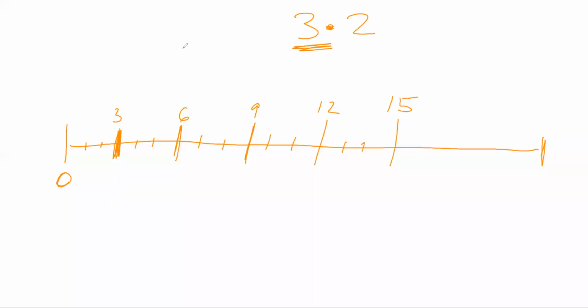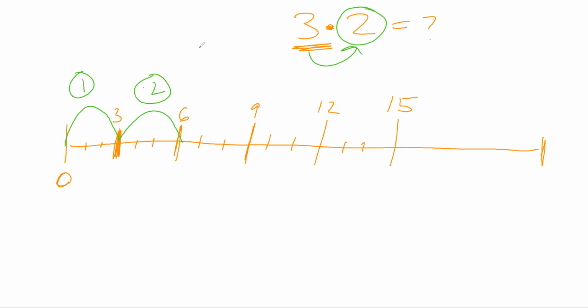Now, step 3 talks about that second number in our equation, right? When we're talking about, well, 3 times 2 equals what? The 2 is how many times we're going to jump along this number line by those groups of 3. So I'm going to make one jump right here so we can see that. And that got me to 3. I'm going to make my second jump right here. And that got me to 6. And there we have it. 3 times 2 is equal to 6.